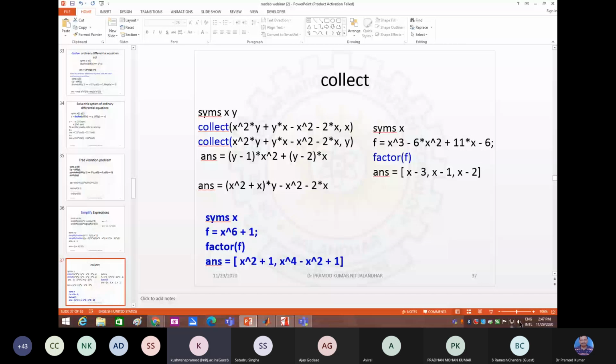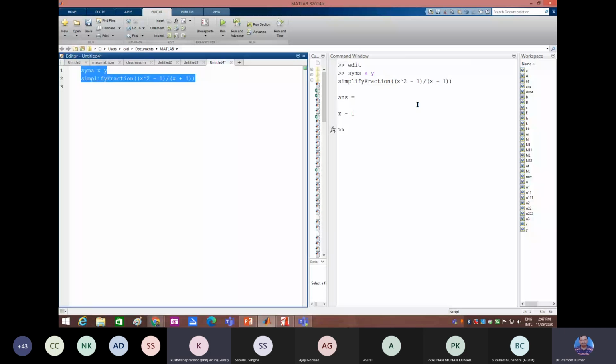Another thing which we use is factor. Sometimes we need to expand or take out some factors. Then we use x to the power 6 plus 1. What are the factors? It will give the factors. We can check here. We have the solution of simplify factor. Simplify I use here. Then you can understand when you have the simple expression x square minus x plus 1.